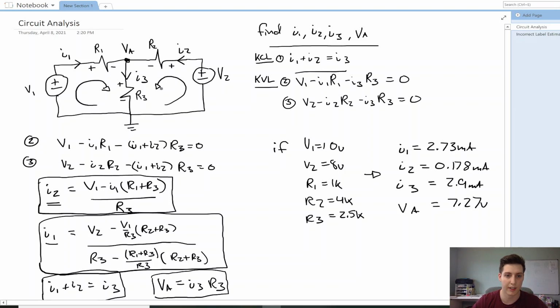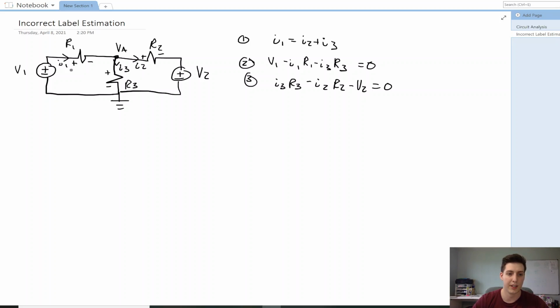Now let's look at if we don't know how we should estimate the current directions. So let's say we have this setup now where it's the exact same circuit. Let's say we put I2 the wrong way, and we'll see why that really doesn't matter. So again, we have our KCL, except now we have I1 is equal to I2 plus I3. We have our first loop here. We have V1 minus I1 times R1 minus I3 times R3.